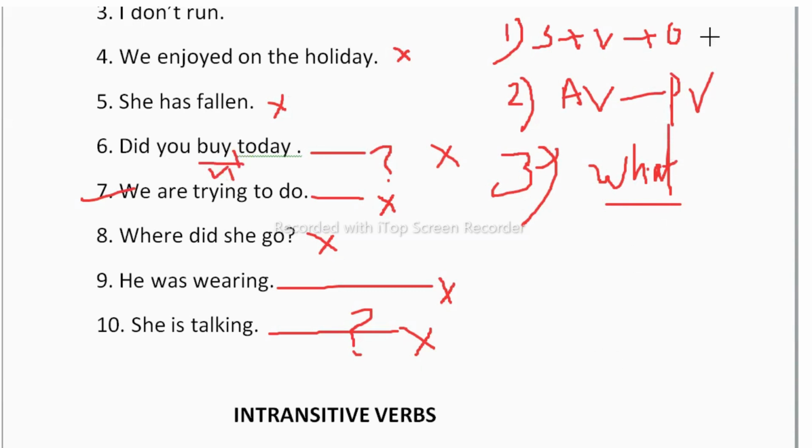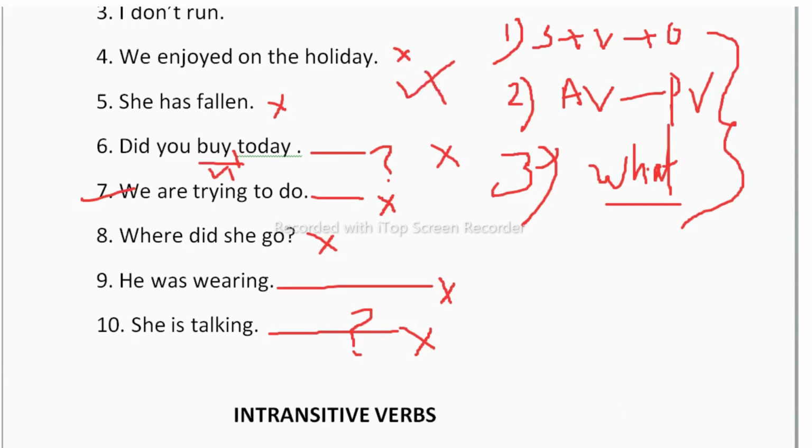So you have to remember these three tricks. In your exam, you have to read the sentences and find whether the given sentence is transitive or intransitive. If the sentence is transitive, you have to put a correct mark over there. If the sentence is intransitive, you have to put the cross mark over there.